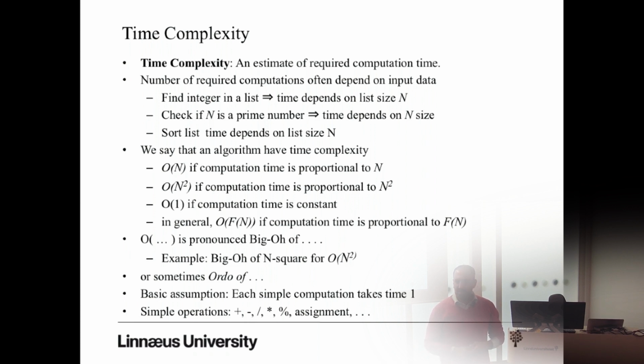Sometimes people call it O of 1. Okay, but in general, we write the complexity as a function O of n if the computation time it takes is proportional to the function n. Okay, and big O or order of O, this is a standard notation that we use to measure, estimate and denote the time complexity of an algorithm.